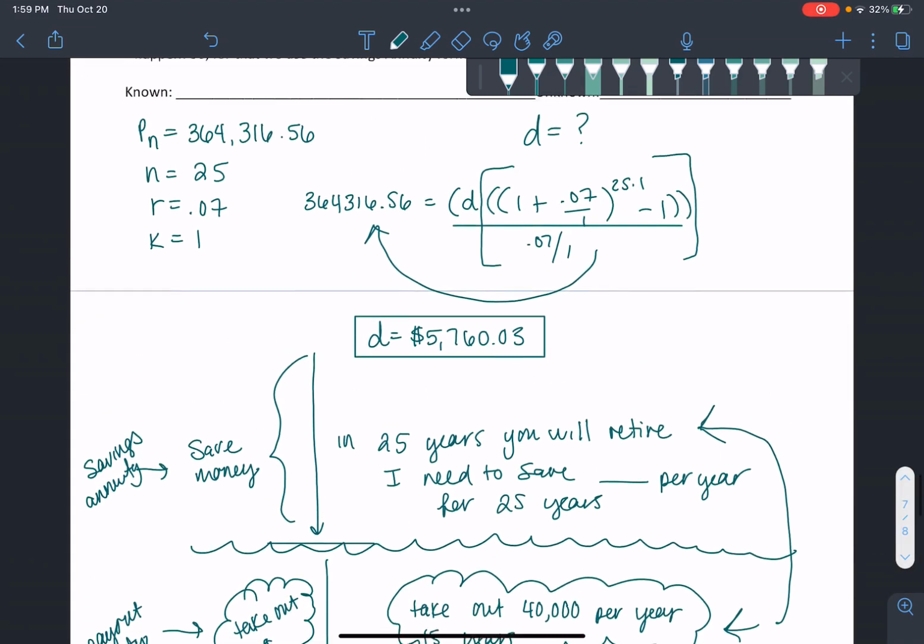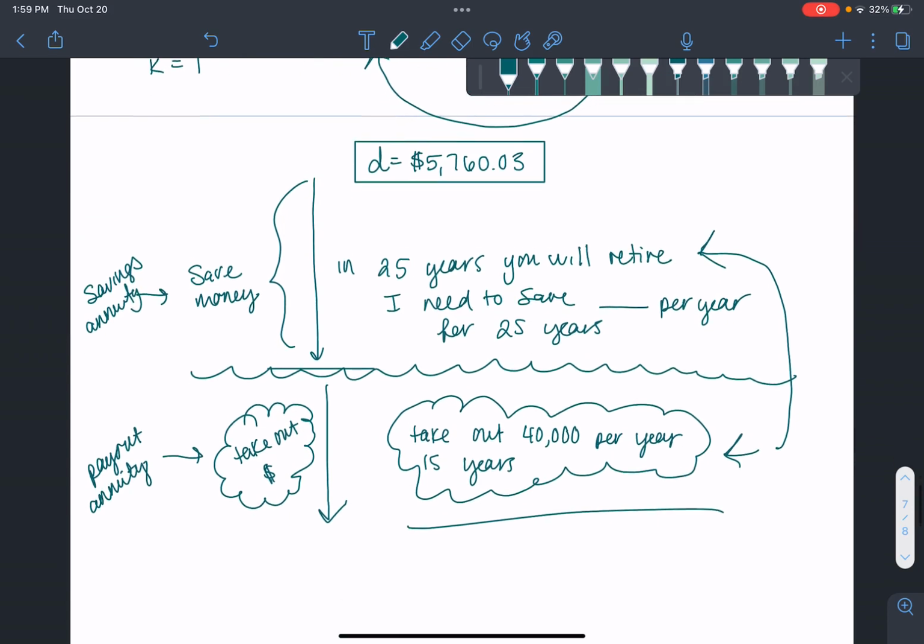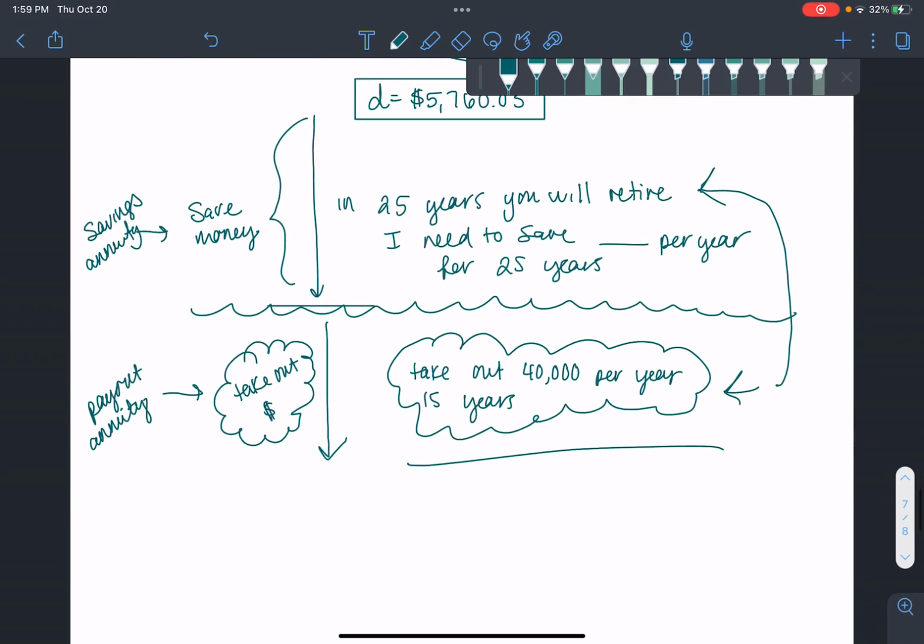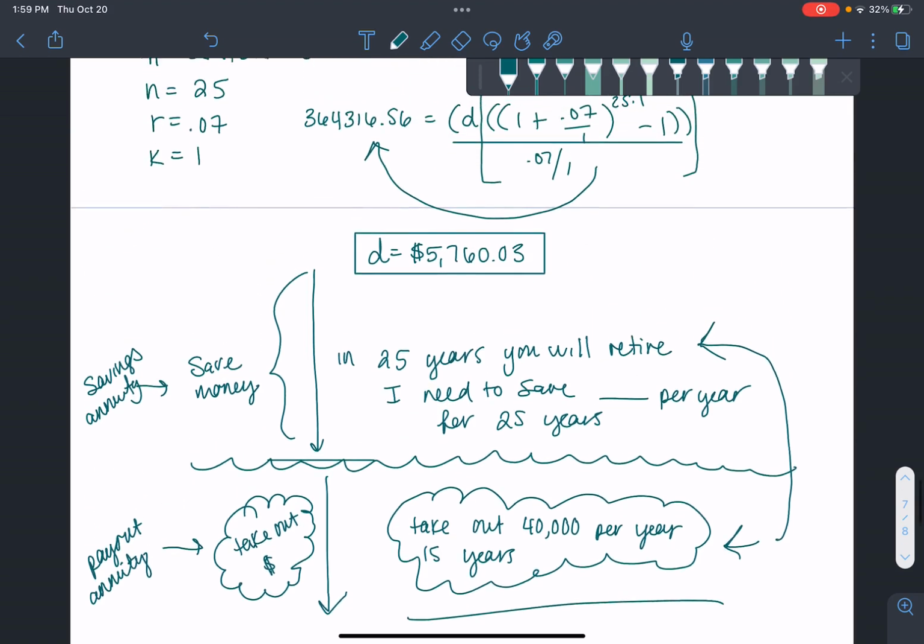So when you see this in your homework, remember, it's a work backwards problem. Figure out with the payout formula first what needs to be in the account when you retire, and then after you figure that out, you use your savings annuity to figure out how much you need to save per however many increments for that length of time, and then that will give you your final answer.